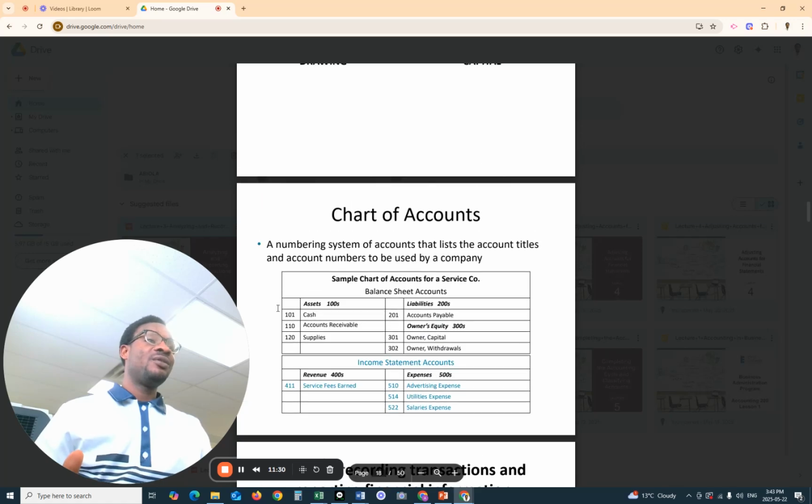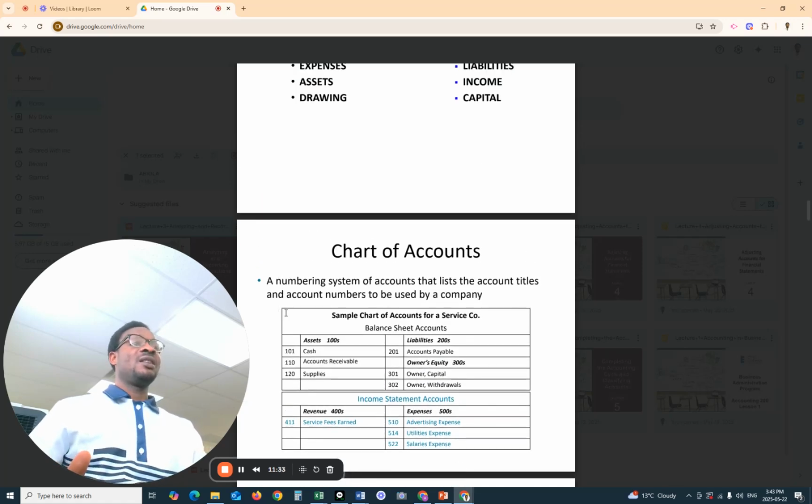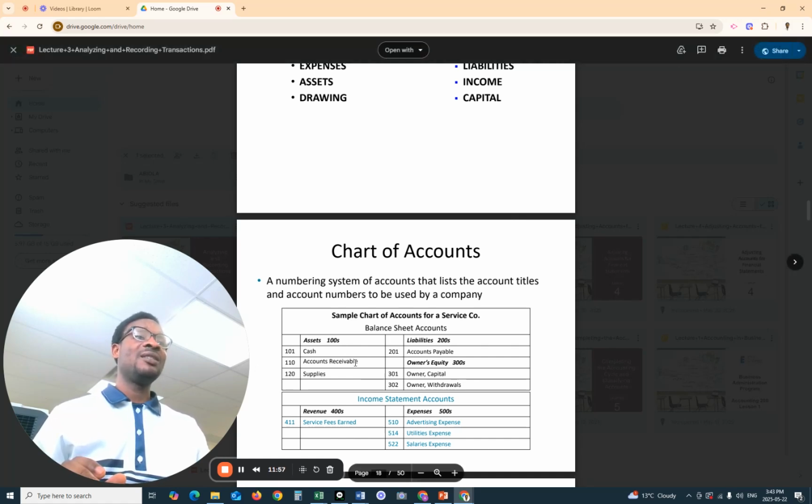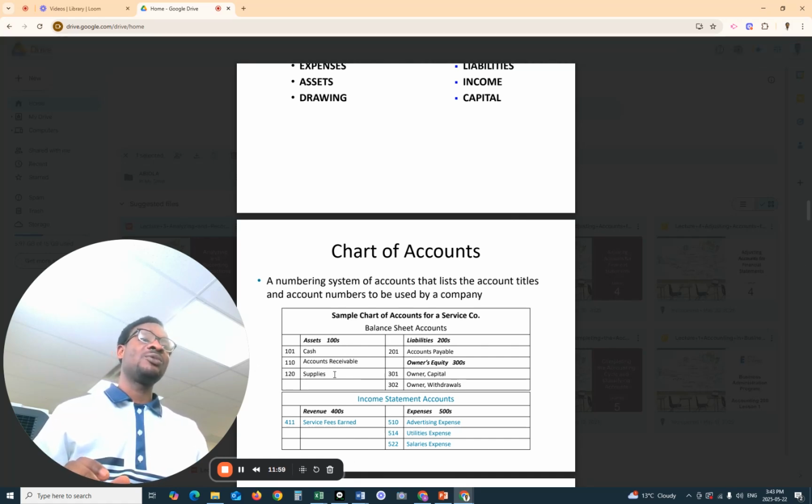Finally, for this chart of accounts, it's a numbering system of accounts that lists the account titles and account numbers to be used by a company. Here is a sample chart of accounts for a service company. Balance sheet accounts. Assets start with 1. We've noticed that cash is 101, account receivables 102, supplies 120. We have many more assets.